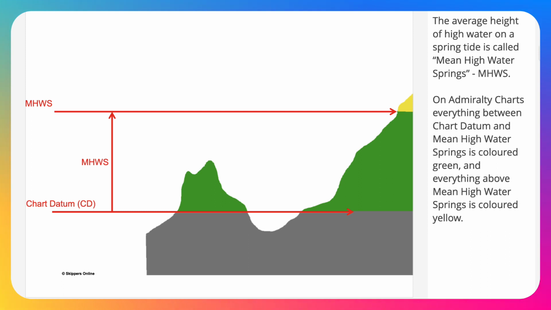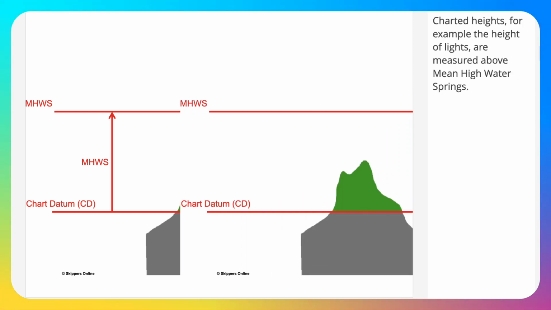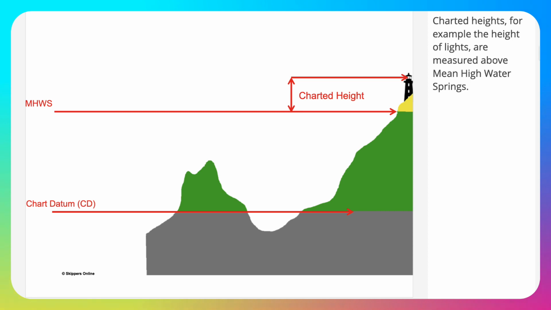The average height of high water on a spring tide is called mean high water springs, MHWS. On Admiralty charts, everything between chart datum and mean high water springs is coloured green, and everything above mean high water springs is coloured yellow. Charted heights, for example the height of lights, are measured above mean high water springs.